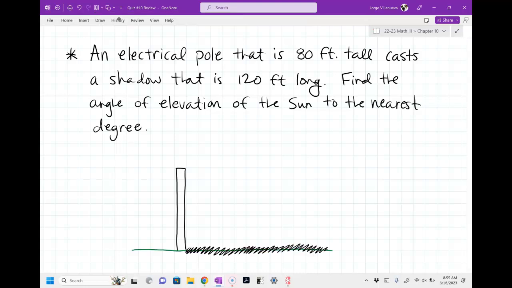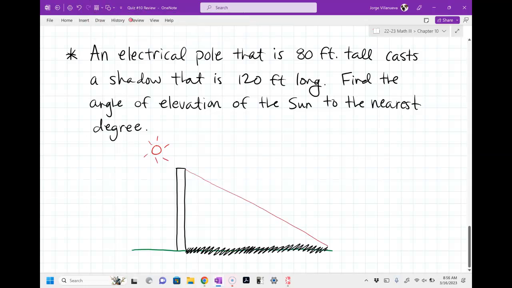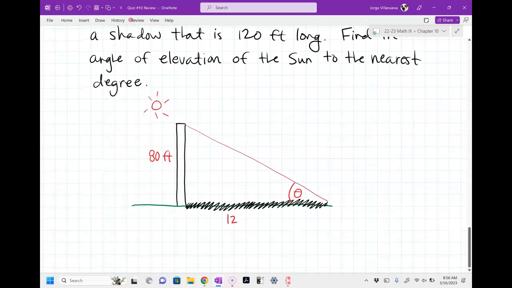And then they say that the sun, obviously, is out there. That's helping it cast that shadow. So I'm just going to use a little picture here to help us out with that. So the sun would be basically casting a shadow that goes up to there, right? Using the top of that post, it's basically creating a shadow using that line, okay? Now they said find the angle of elevation. So here it is, angle of elevation. They said that the pole is 80 feet tall and the shadow is 120 feet long.